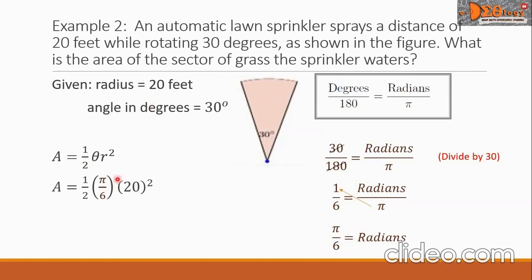We will simplify further. We can combine the 1/2 and the pi over 6. We multiply 2 by 6, it becomes 12. So here we have pi over 12, and the 20 square is 400. We will simplify further. We can cancel the 400 and the 12. We can divide each by 4. So the 400 becomes 100. Then we copy the pi all over. The 12 divided by 4 is 3. So our answer here, the area is 100 pi over 3. For the units of measurement, we will write square feet or feet square to denote an area. This is our final answer.